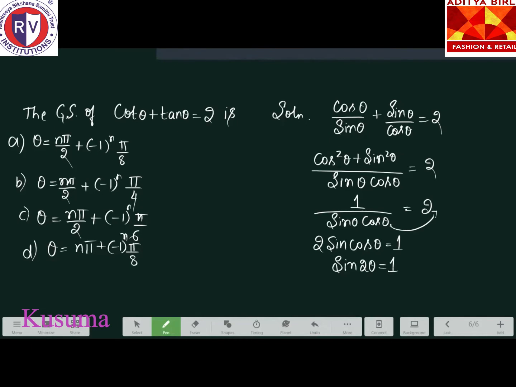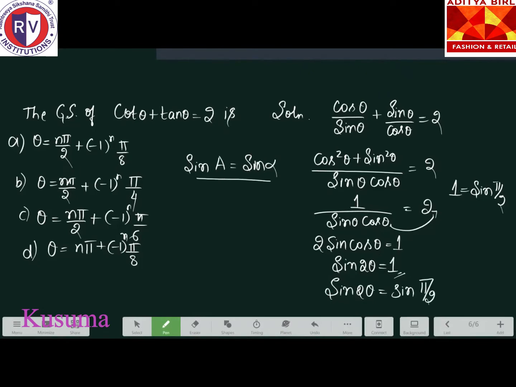But when can we write the general solution? We can write the general solution if it is of the form sin A is equal to sin alpha. We have to bring the equations to this form so that we can write down the general solution. So 1 can be written as sin pi by 2, because sin pi by 2 is 1. So sin 2 theta is equal to sin pi by 2. Now it is of the form sin A is equal to sin alpha.